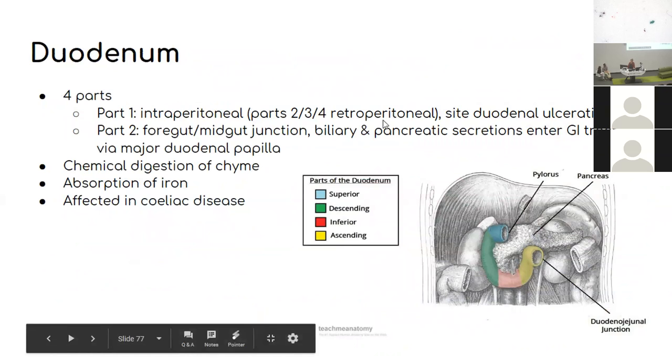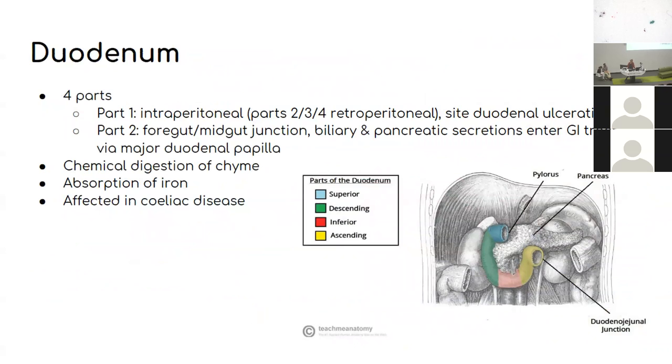Important functions of the duodenum are the chemical digestion of chyme and absorption of iron.